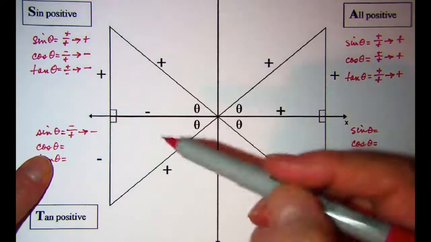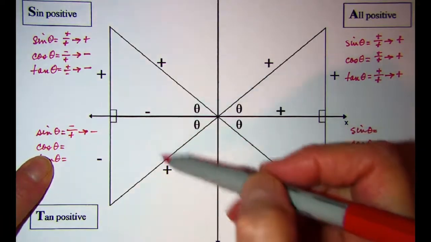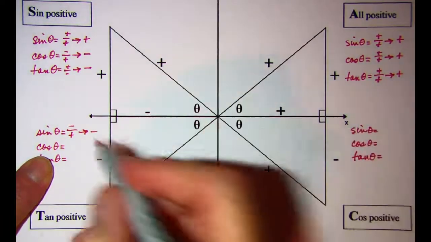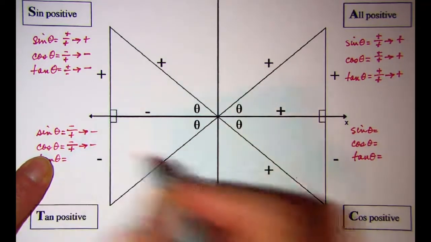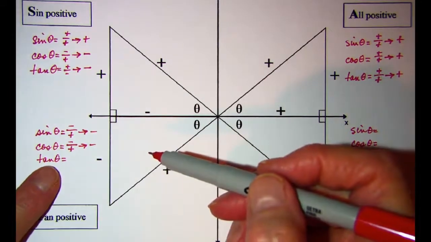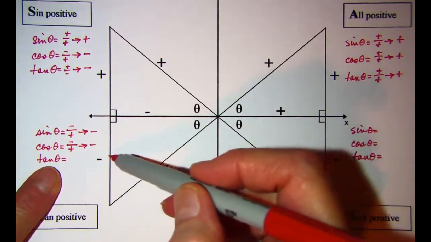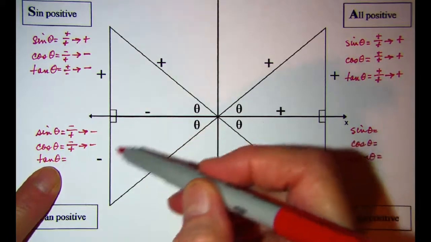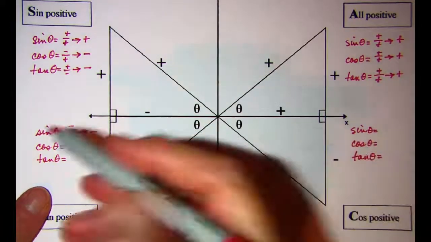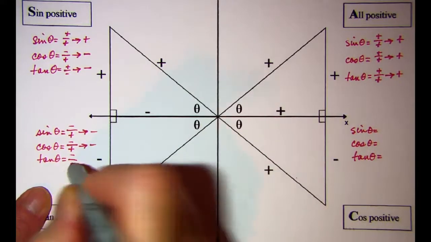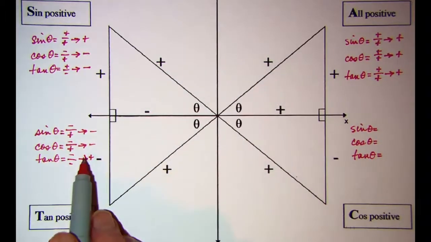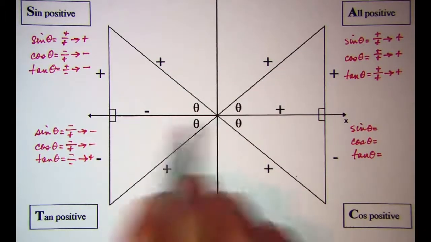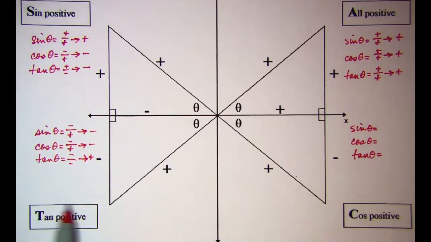My cosine is defined as adjacent over hypotenuse, so negative divided by a positive, which is a negative. My tangent is defined as opposite over adjacent, so negative over a negative, and when we have a negative divided by a negative, we get positive. So I made the note here then that in quadrant 3, my tangent is the only trig function that's positive.